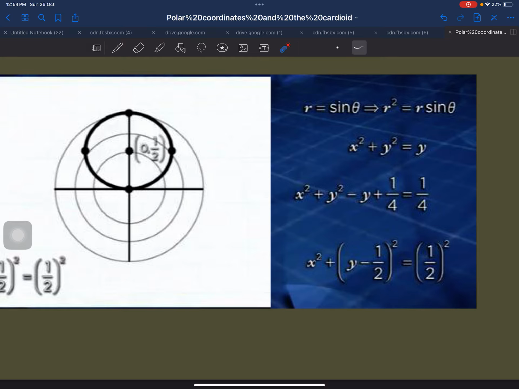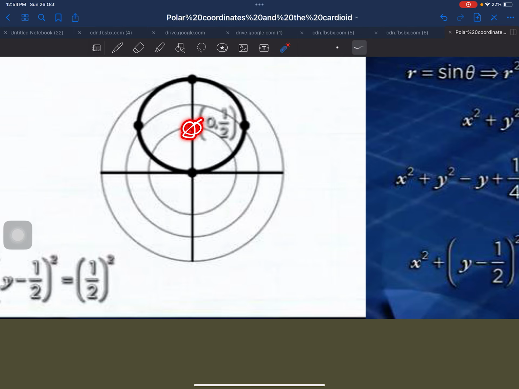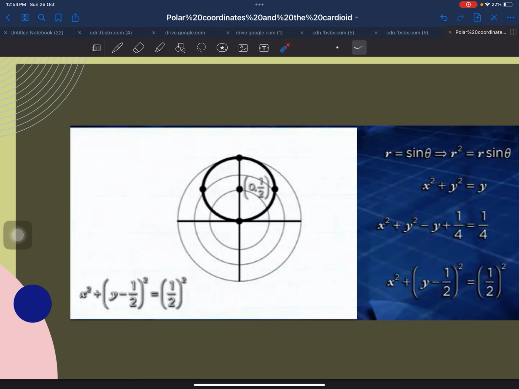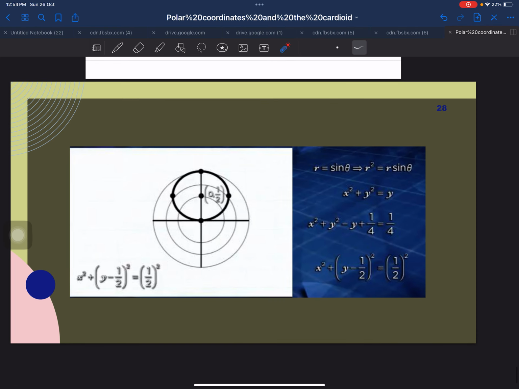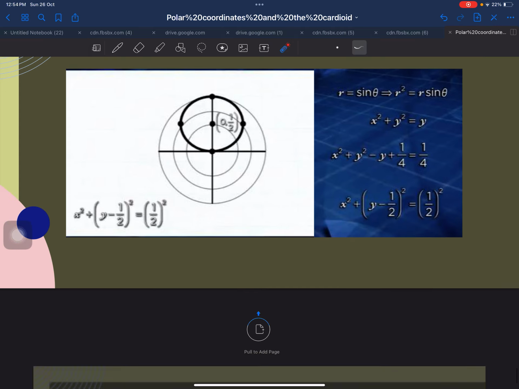It's a circle with the center at 0, 1/2. Look at the graph. And the radius is 1/2. So exactly the picture that we had before. So that's a pretty nice example of a circle, because we had a circle with horizontal tangents and vertical tangents. Okay? So that's it.